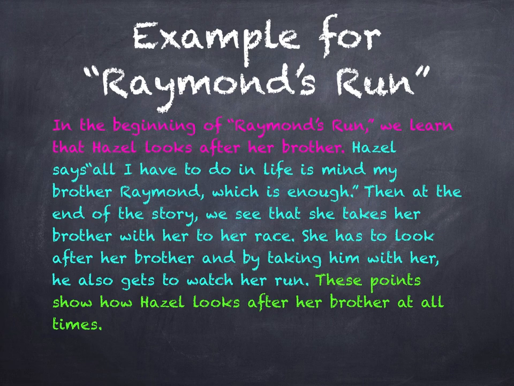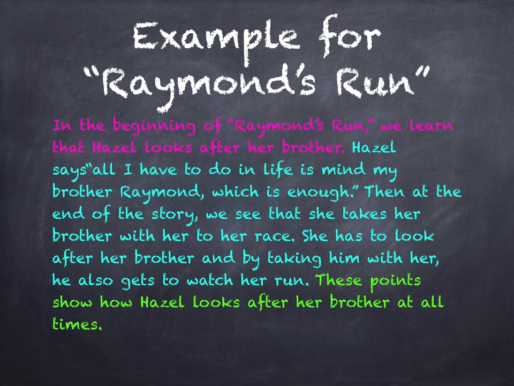In the beginning of Raymond's Run, we learn that Hazel looks after her brother. Hazel says, "All I have to do in life is mind my brother Raymond," which is enough. Then, at the end of the story, we see that she takes her brother with her to her race. She has to look after her brother, and by taking him with her, he also gets to watch her run. These points show how Hazel looks after her brother at all times.